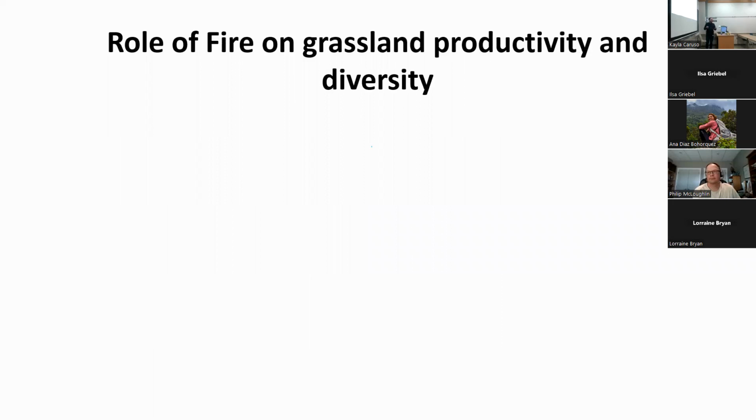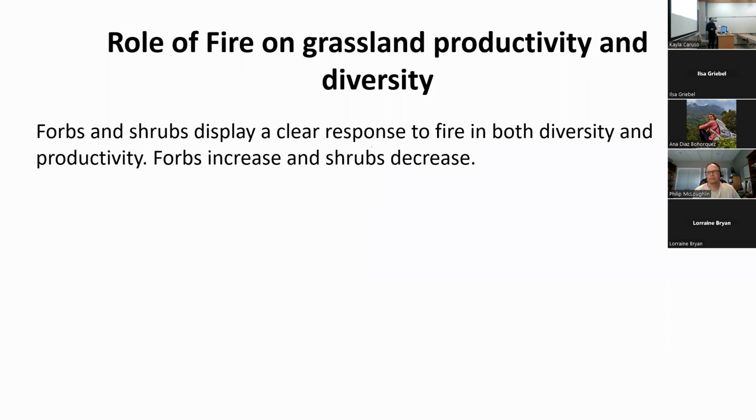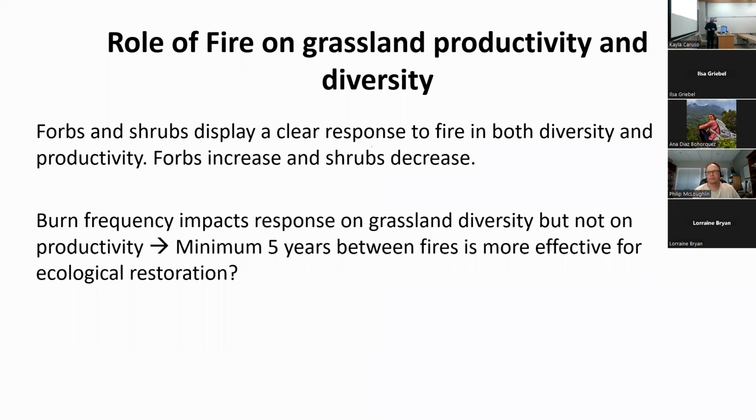So I'm just wrapping up here. What is the role of fire on grassland productivity and diversity? In general, it seems that forbs and shrub species display a clear response in terms of productivity and diversity. While forbs increase, shrubs decrease. So that's basically the general idea here. And also, when we're talking about burn frequency, it seems to impact the response of grassland diversity, but not productivity. And a minimum of 5 years between fires would be more appropriate, thinking about ecological restoration, for example.